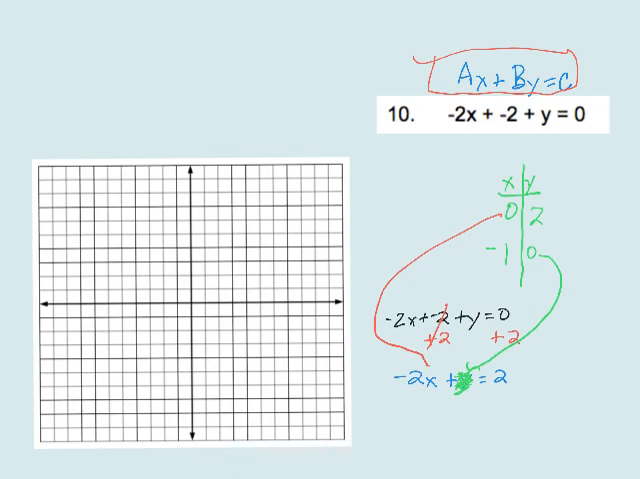Now I'll graph my 2 points on the line. I'll go 0 over 2 up. That's the y-intercept. And I'll go negative 1 and 0 up. That's the x-intercept. I'll connect those 2 points with the straight line. I'll put arrows on both ends. And I've graphed that equation.